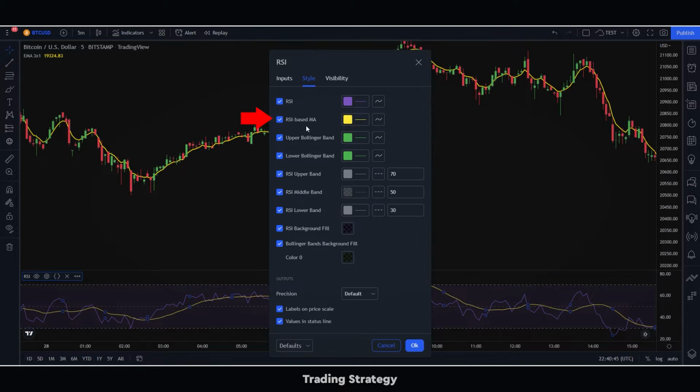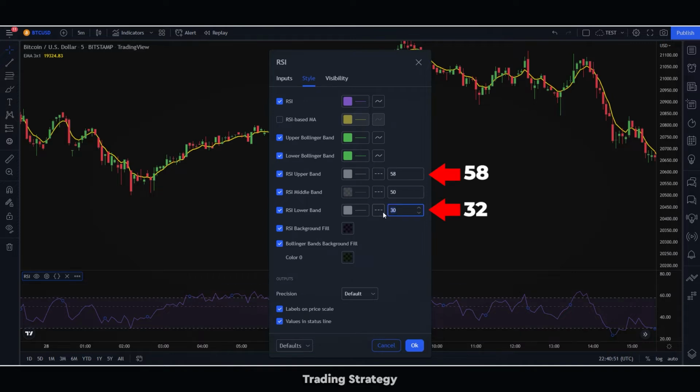We will deactivate the default moving average for this indicator, and we will set the overbought and oversold points at 58 and 42.